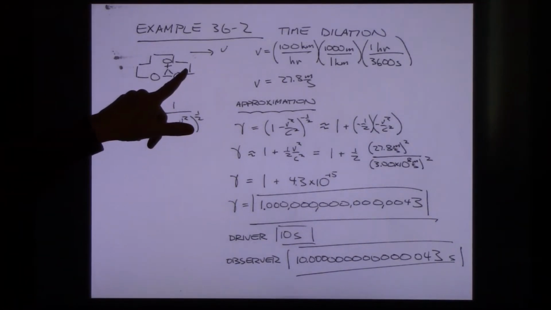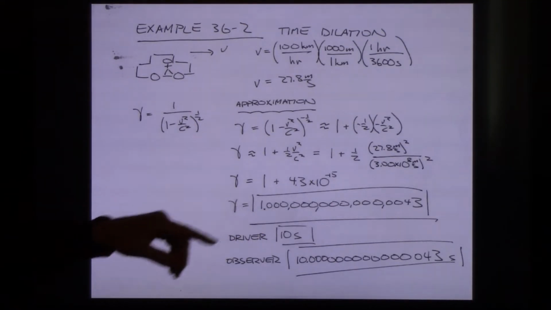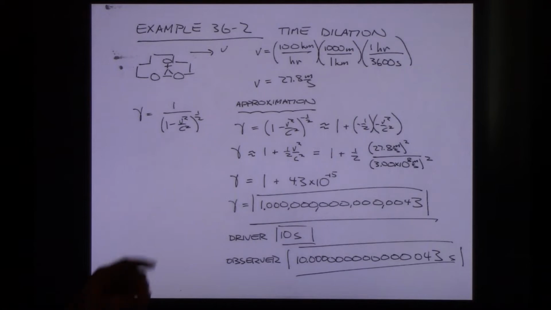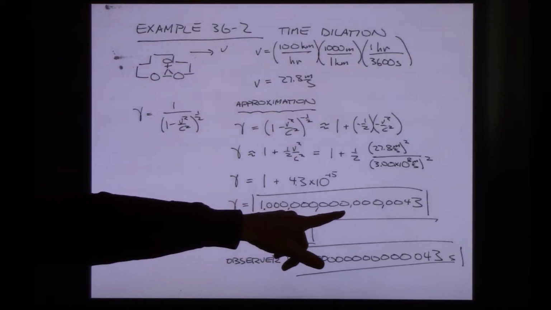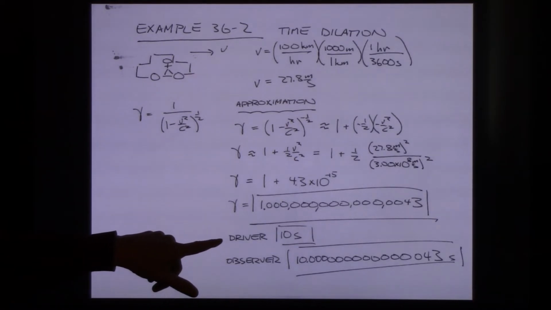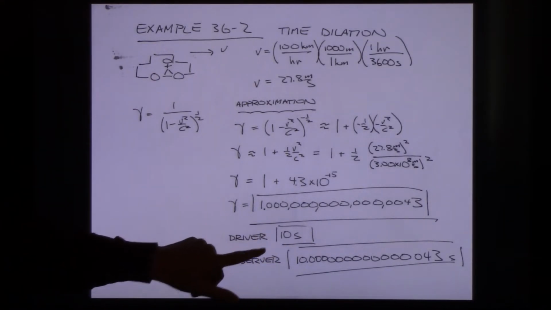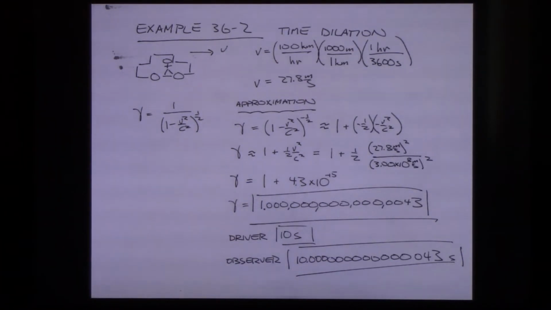And it turns out that the gamma factor for my car driving down the highway at 27.8 meters per second is 1 plus 4.3 times 10 to the minus 15. So gamma is actually 1.00000000000000043. And that's why it drops out of my calculator. My calculator doesn't keep numerals to this level of precision. So if the driver has 10 seconds go by, then the observer outside, during that same 10 seconds for the driver, would observe an additional 43 times 10 to the minus 15 seconds. So that's the timing difference in these situations, and that's why in everyday situations, it just doesn't come up.